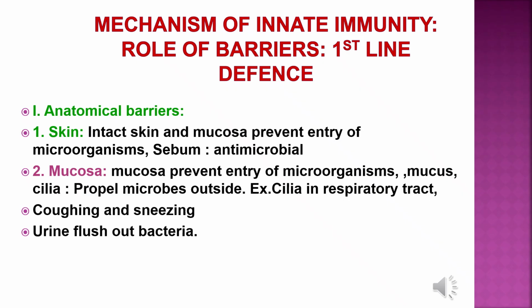So examples are, first is anatomical barrier. So skin, mucosa. So intact skin and mucosa prevent entry of microorganisms. The sebum present in skin, it is antimicrobial. The mucosa prevent entry of microorganisms. Mucus, cilia, they are present in that mucosa, propel microbes outside. Example, cilia in respiratory tract. Then coughing, sneezing, and urine flush, these all mechanisms, they remove bacteria.